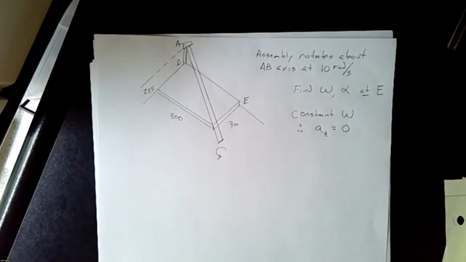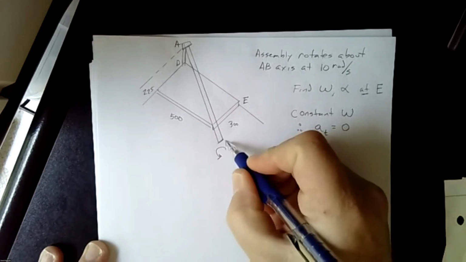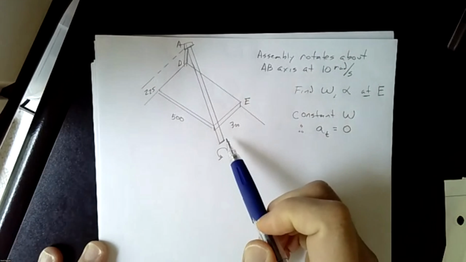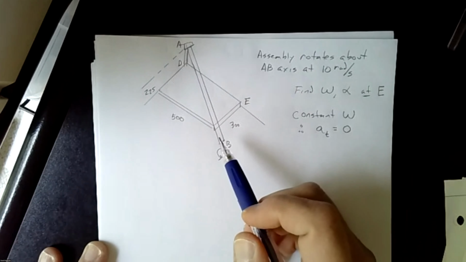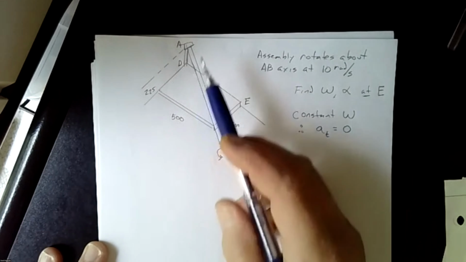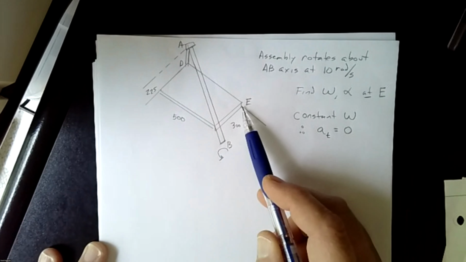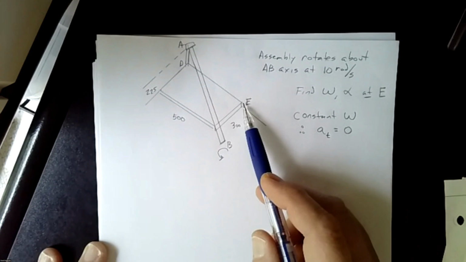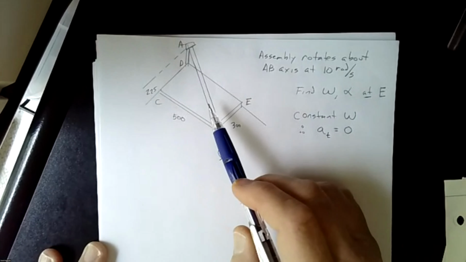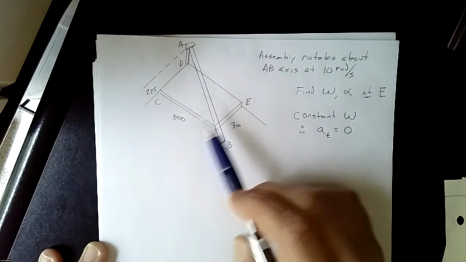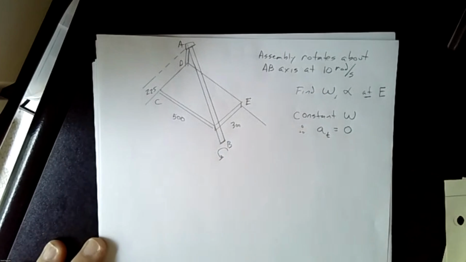So here we have this assembly, and we're rotating. This is point B here. So it's rotating about AB at a rate of 10 radians per second. So the whole thing is rotating. Imagine this is like a line and the whole thing is rotating. So E is going to have a different speed than, say, point C over here. It just depends how far it is from the axis of rotation, which makes sense. It might have the same omega, but as we've learned, the farther you are from the center of rotation, the larger your tangential velocity is.